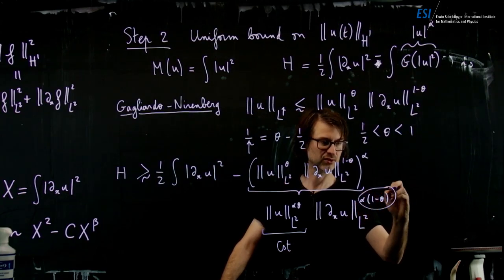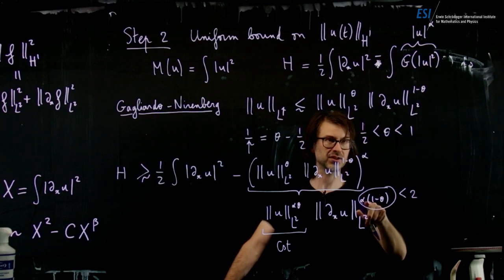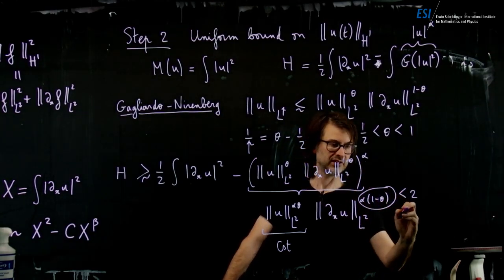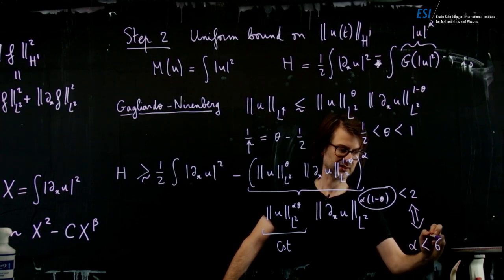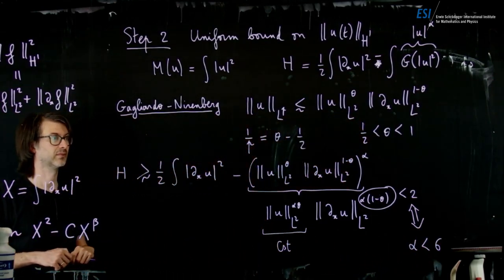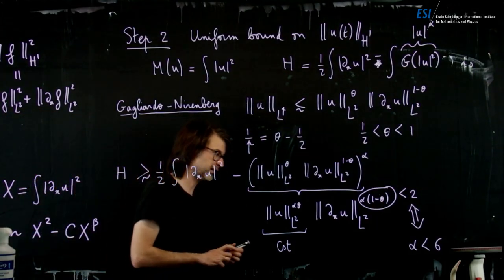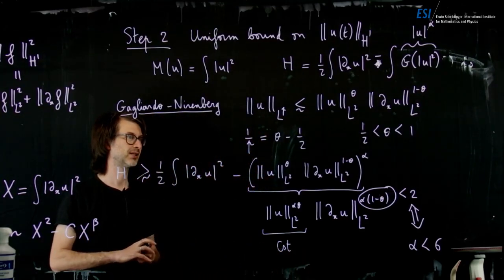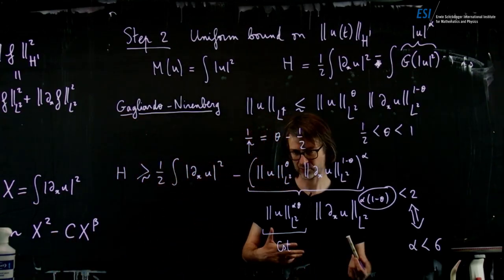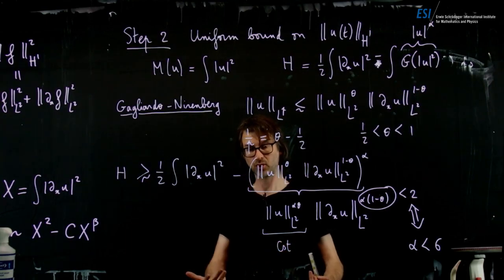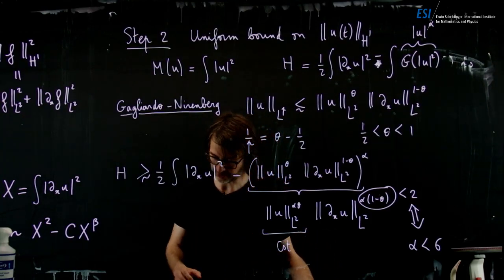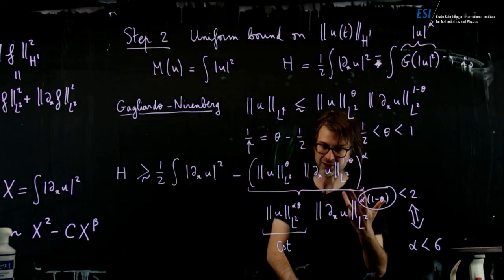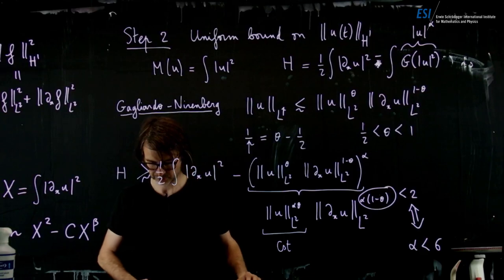So you need this exponent here to be less than 2. And if you do the computation, because we know how theta depends on p, which is alpha for us, this is the same as alpha less than 6. Okay, so I hope this is clear. Please ask if you have any question. Okay, so first, this guarantees us that we have a global solution, which means that the question we're asking makes sense. And second, this gives the first flavor of this variational argument that we're going to use.